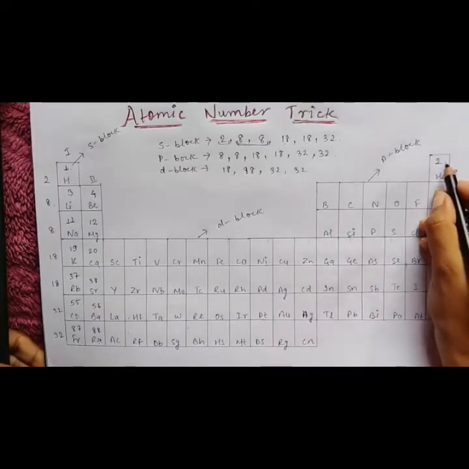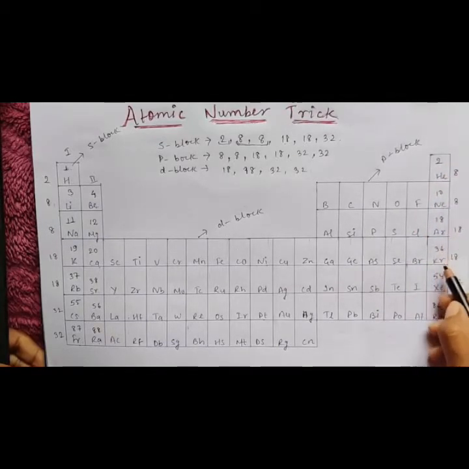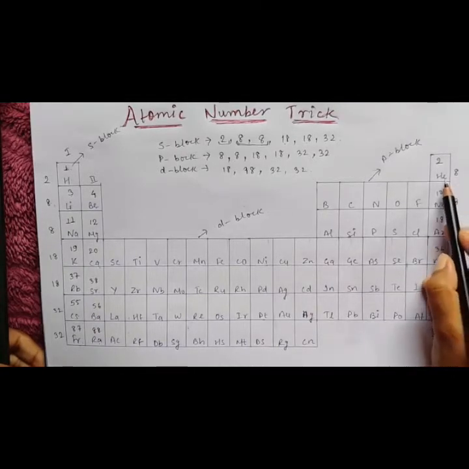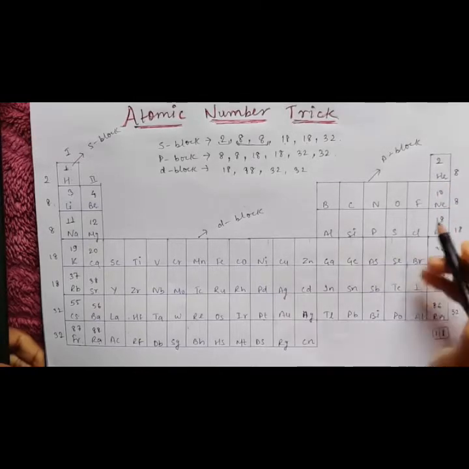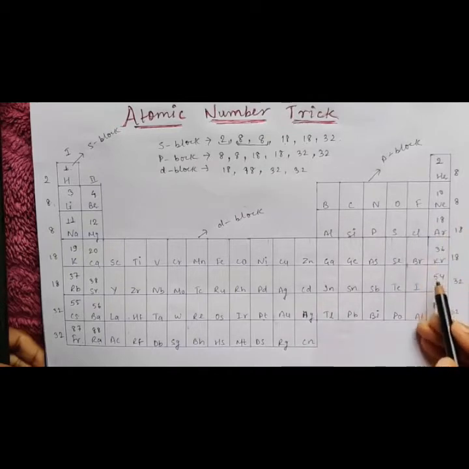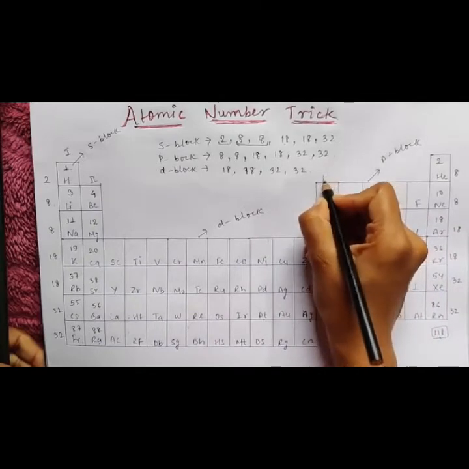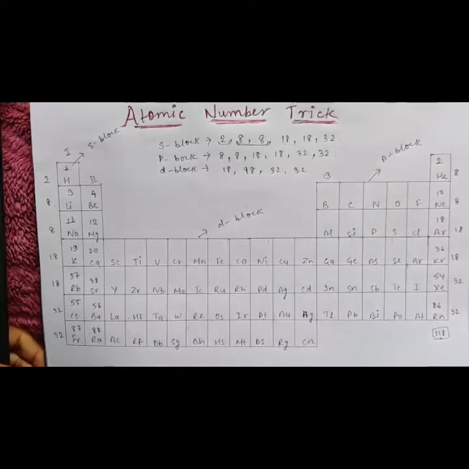This last one is the 8th A group elements. These elements are known as inert gaseous elements, noble gas elements or stable elements. This is the 8th A group. The 8th group elements are stable because these elements have a fulfilled electronic configuration. These are also P block elements only. You can apply the same method.